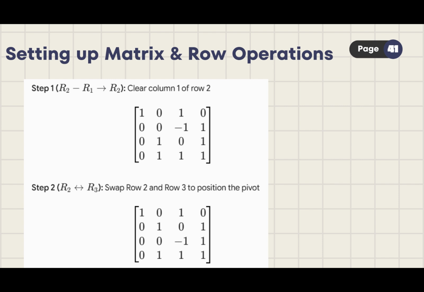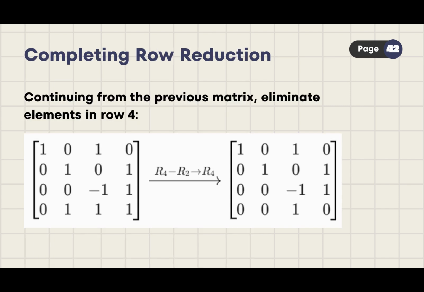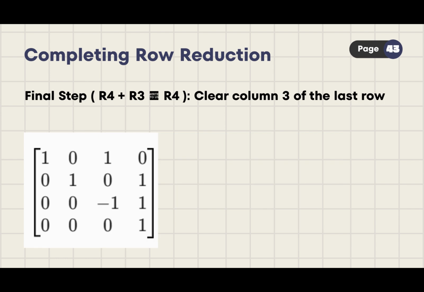Since there are no free variables, the equation x1 v1 plus x2 v2 plus x3 v3 equals 0 has only the trivial solution x1 equals x2 equals x3 equals 0. Therefore, the vectors are linearly independent. So our final conclusion is, because every column has a pivot and there are no free variables, the set of vectors is linearly independent.